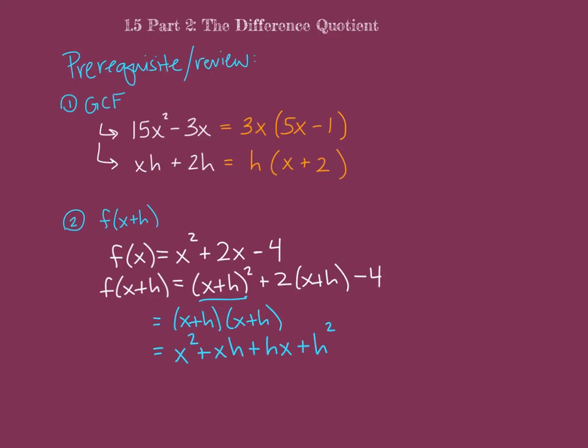Therefore, what we can do is combine them. So we actually have a total of 2 xh's. So we have x squared plus 2xh plus h squared. Now that is just simplifying this first piece here. I'm going to continue on with the rest of it here in a white marker. So we'll do the rest of it down here. So I'm going to multiply the 2 through and then subtract 4.